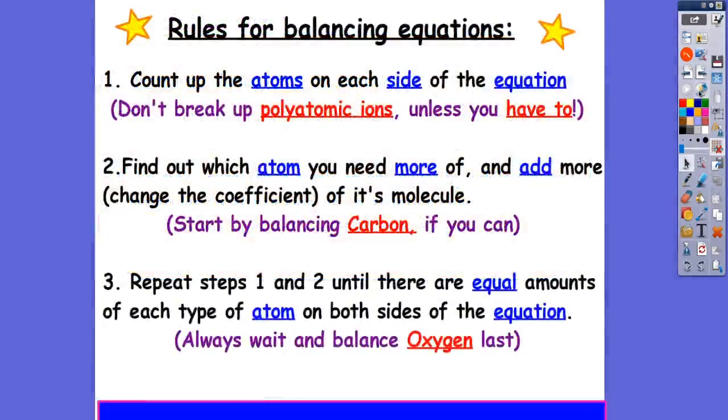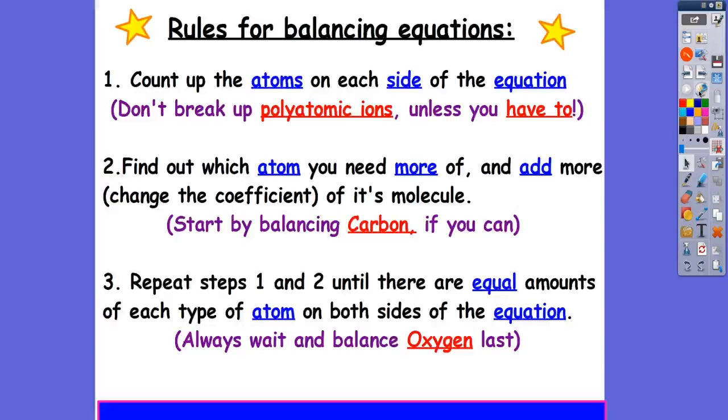So in order to balance reactions, I have 3 different rules to follow that have 3 sub-rules attached. The first rule is that you need to count up the atoms on each side of the equation. Find out how many of each type of atom, each type of element you have to begin with and to end with.